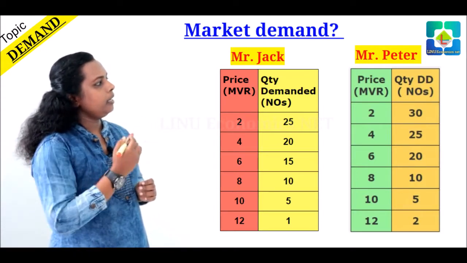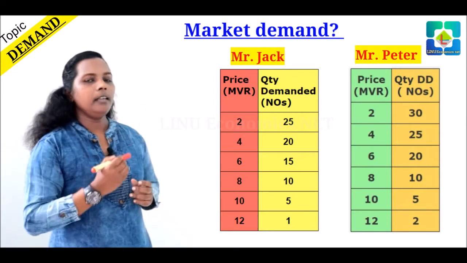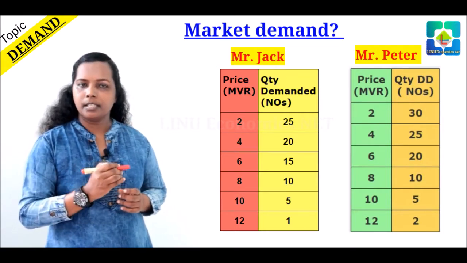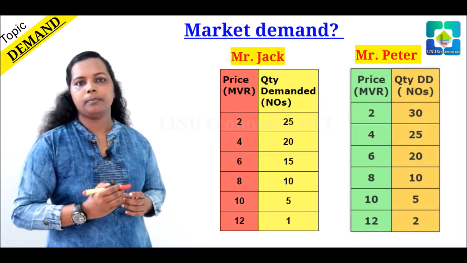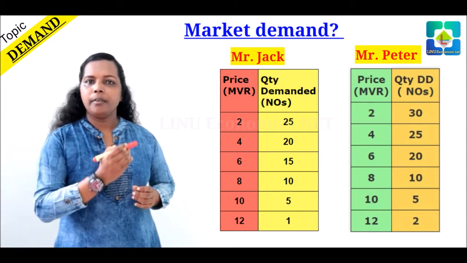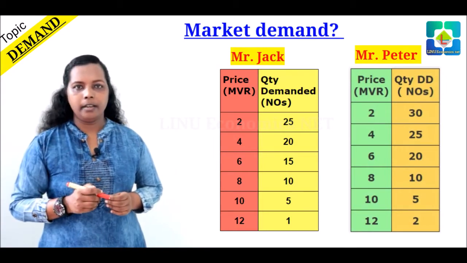Jack buys only 25 oranges and Peter buys 30 oranges. So what is the market demand for oranges when the price is MVR 2? Can you guess how to get the market demand when the price is MVR 2? It is very easy to find out.